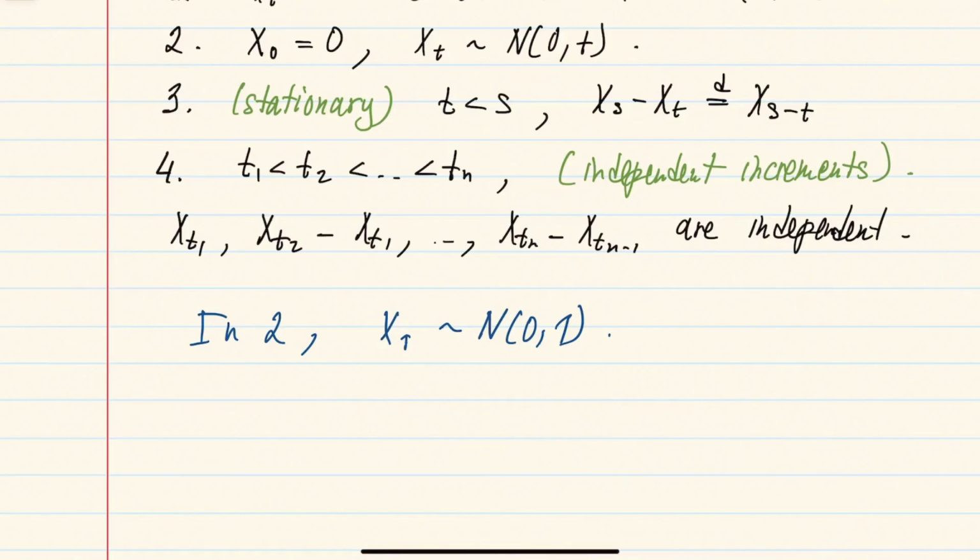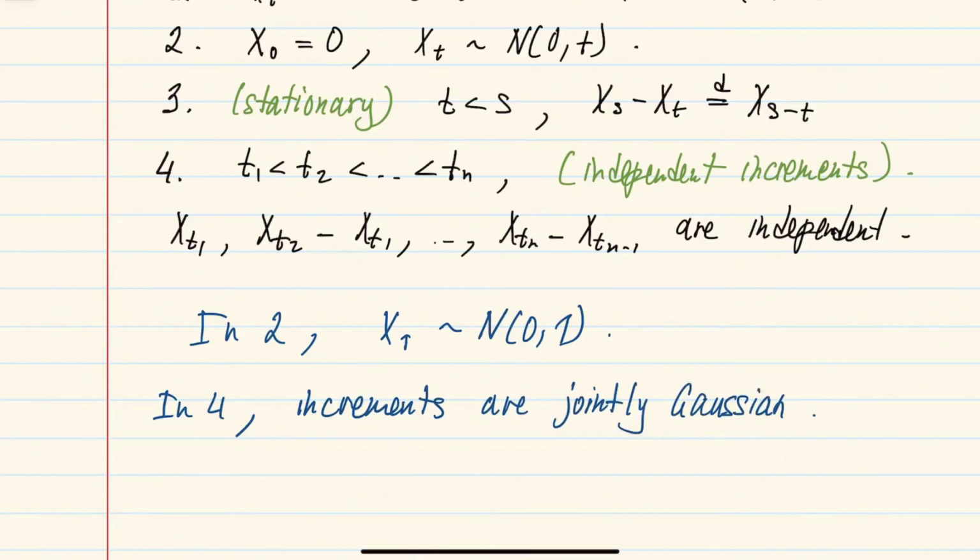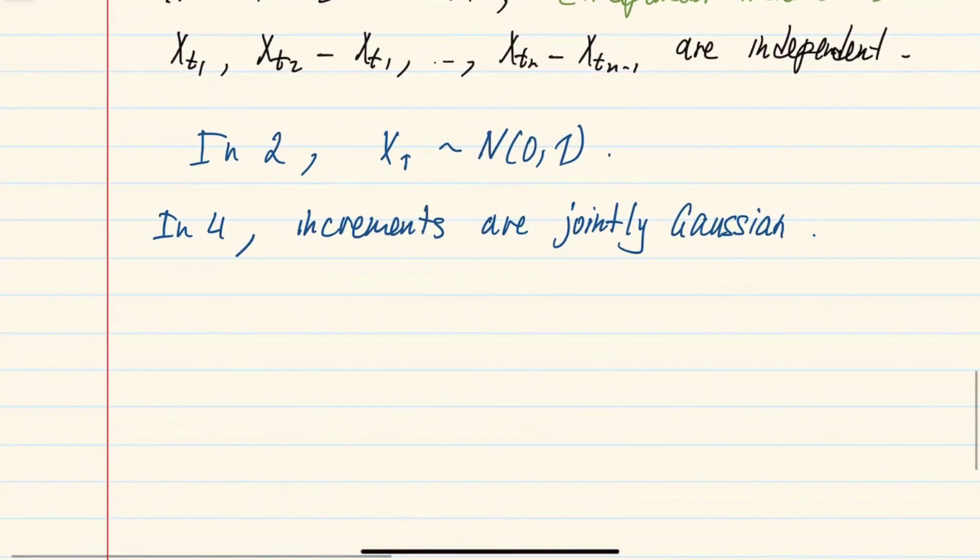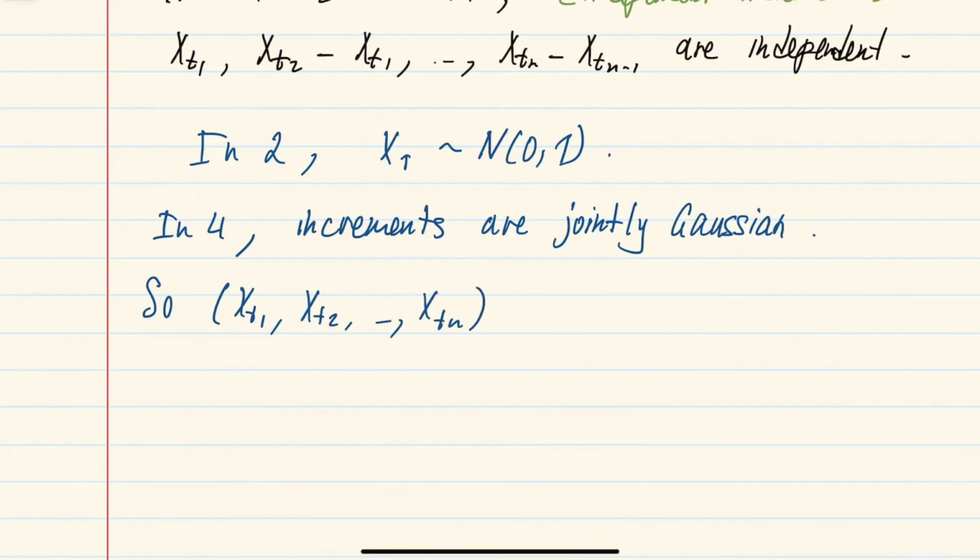Now, in 4, because the increments are independent, they are jointly Gaussian. So increments are jointly Gaussian. Now, from the increments, just by adding them up, by a linear transformation, of course, you can obtain your process at those times X_{t_1}, X_{t_2}, and so on. And because it's a linear transformation of these independent Gaussians, this will also be jointly Gaussian.